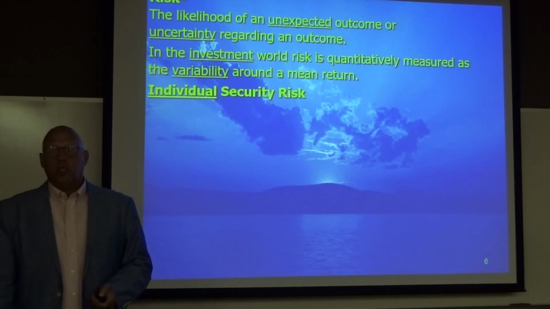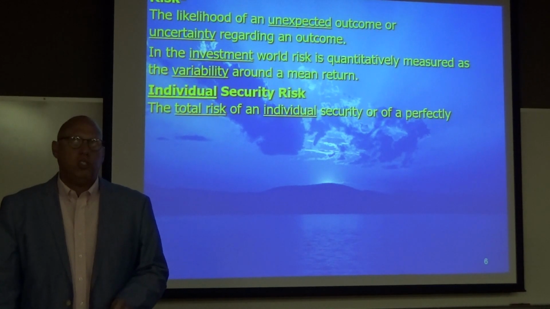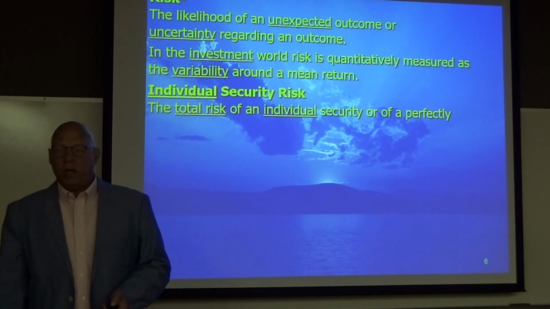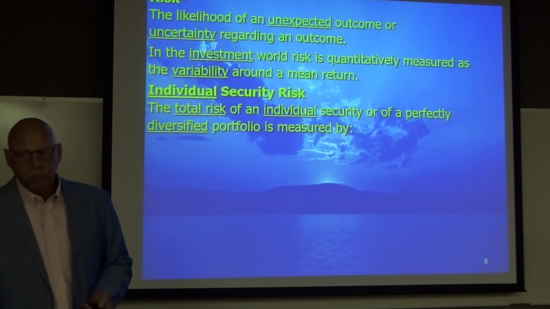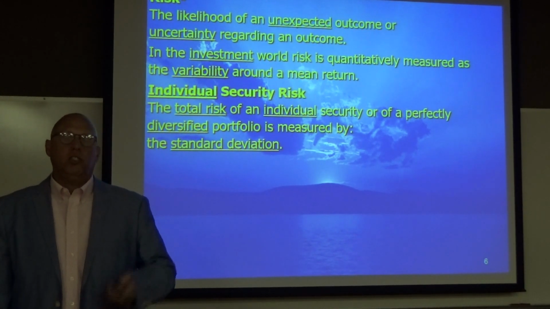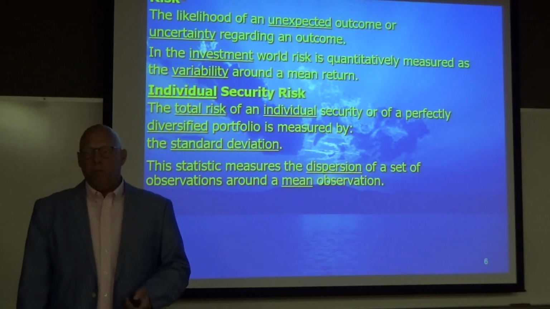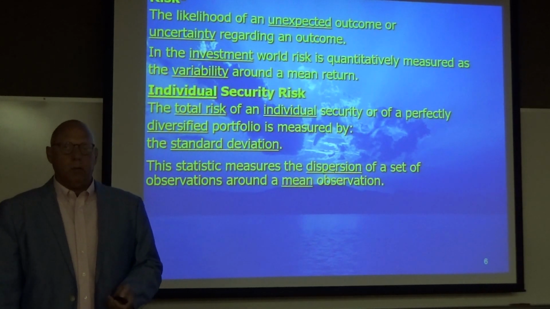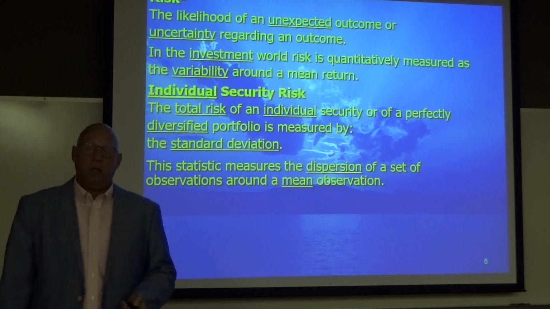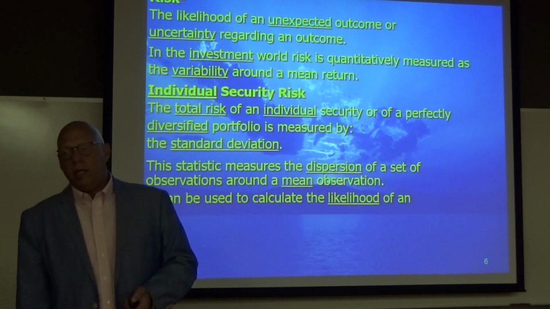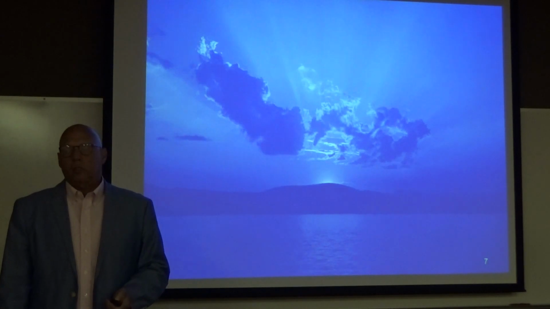All right, individual security risk. The total risk, the complete risk, and we talked about this in chapter, I believe it's chapter 7 of Managerial Finance. The total risk of an individual security or of a perfectly diversified portfolio is measured by the standard deviation, a statistic that you learned in elementary statistics, Math 200. All right. This statistic measures the dispersion of a set of observations around a mean observation. So we're going to set up an example, we'll set up a table, and you'll see exactly what I'm talking about. It can be used to calculate the likelihood of an unexpected outcome and also the likelihood of an expected outcome. All right, so let's look at it.